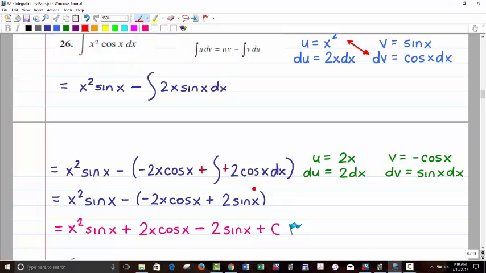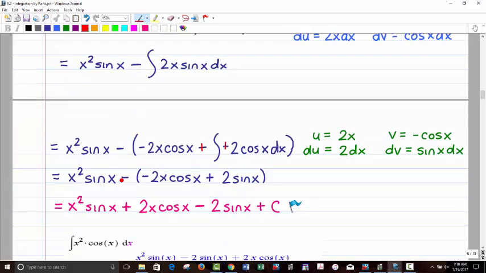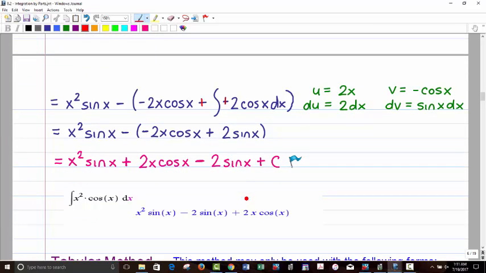So that minus minus makes plus, but keep in mind we had this minus on the outside. And the antiderivative of 2 cos x would be 2 sine x, positive. So now we just have this negative in front, so you have to send that through the parentheses. That makes that plus 2x cos x, and then minus 2 sine x, plus C. And Maple agrees with that.